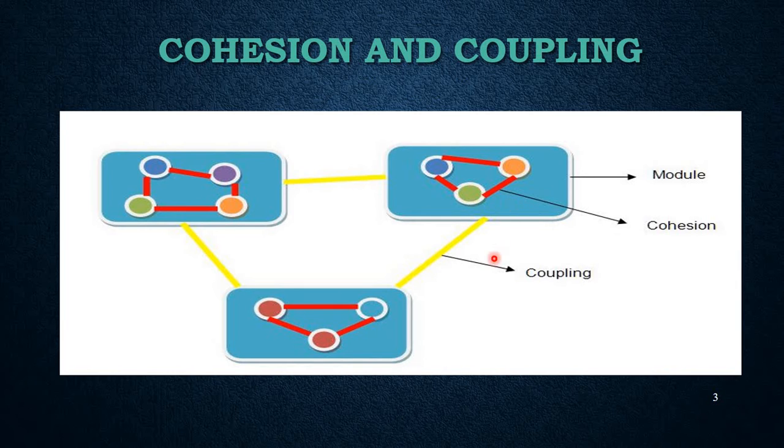And coupling can be defined as the degree to which one program unit, for example a class, module, subsystem, relies on other units. It is a measure of the strength of the interconnections between elements, which should be minimized.